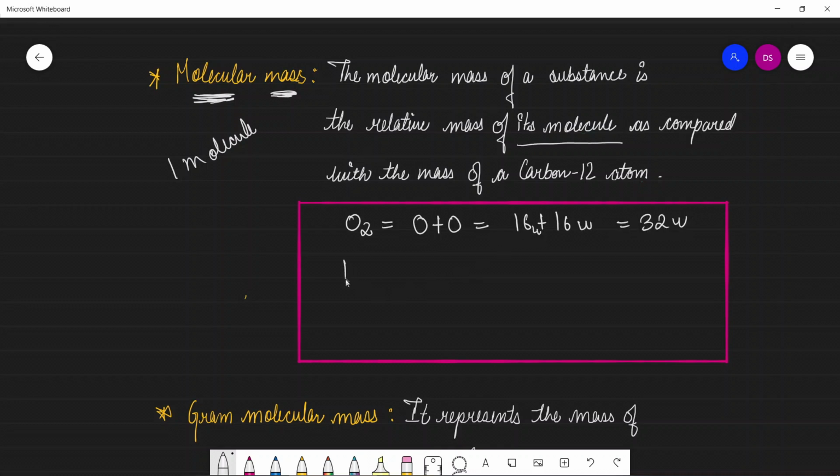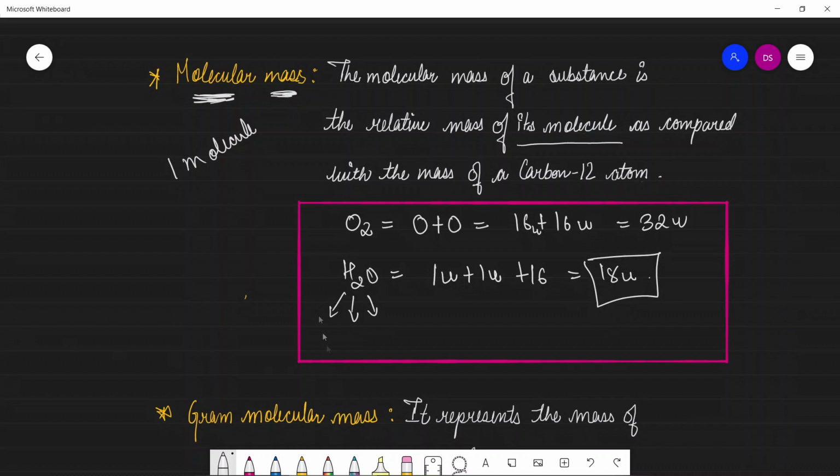Now, if we are calculating for a water molecule, it is going to be the sum of the atomic masses of all the atoms. For hydrogen, 1U, another hydrogen, another 1U, and for oxygen, 16U, it is going to be 18U. So 18U is the mass of one molecule of water.